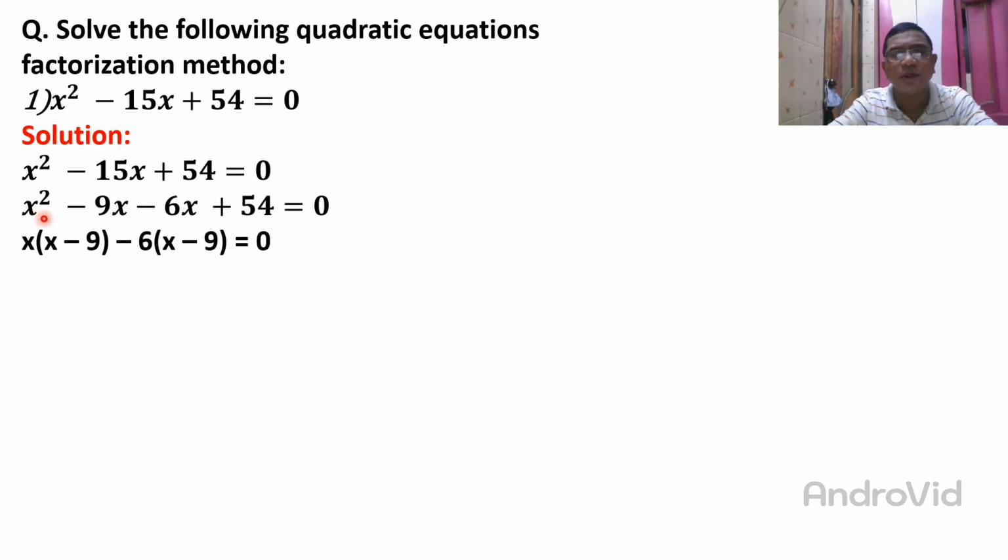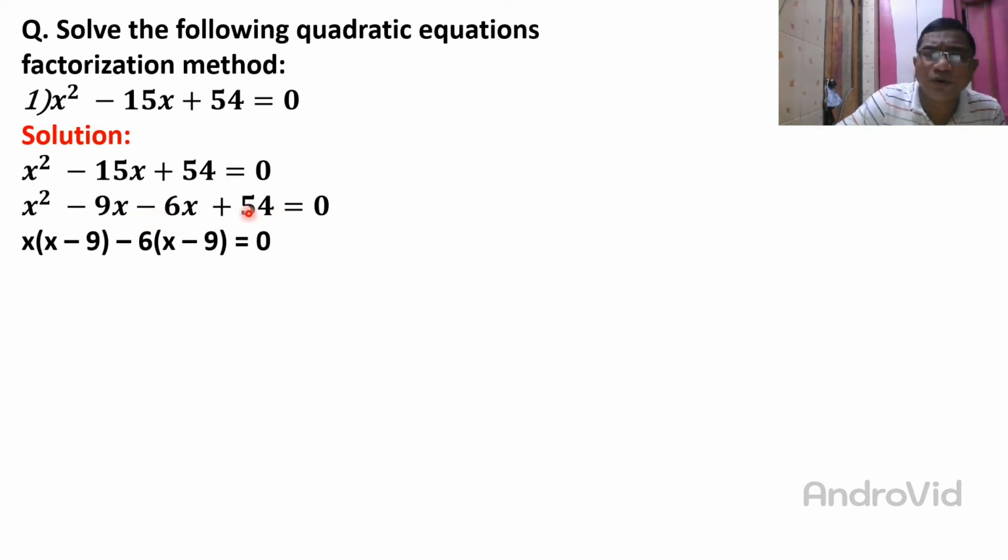So x into x minus 9 into x. So this x common, so it is outside the bracket. What is uncommon? X. So I write here x. Then minus, so I write here minus. Then 9. So x in bracket x minus 9. Minus 6x plus 54 is equal to 0.